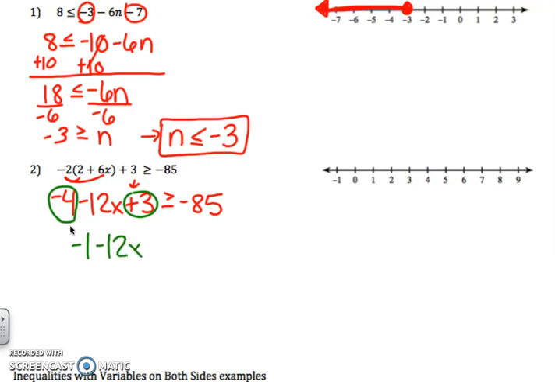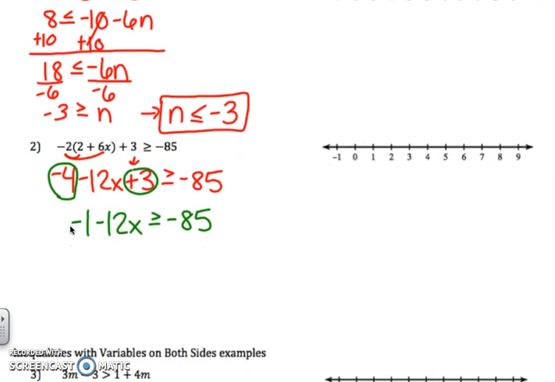So -12x is greater than or equal to -85. So now I have a two-step problem where I'm going to add 1 to both sides and get -12x is greater than or equal to -84. -84 divided by -12 is going to be a 7. But what happens when you divide by a negative? Your inequality sign flips. That's a +7 on the right side, and then an x on the left side.